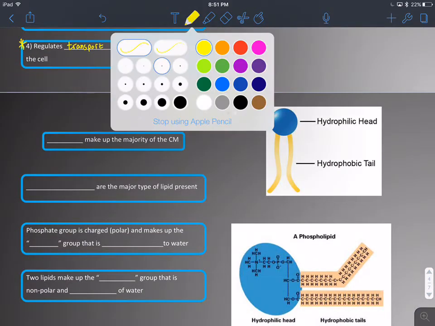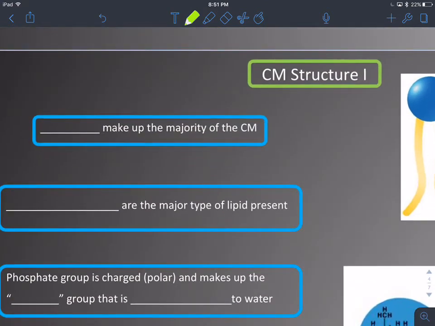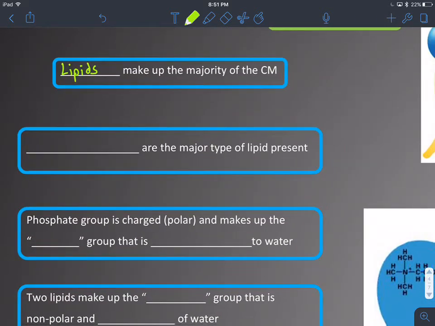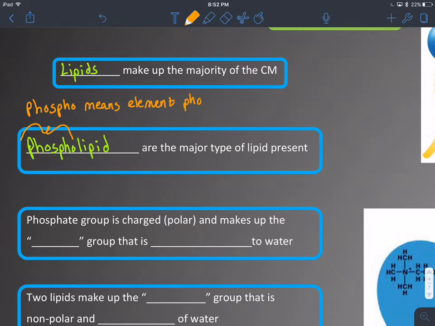Firstly, some more stuff that you're probably more comfortable with is that lipids make up the majority of the plasma membrane. And there's a major type that we're going to focus on, and this is called a phospholipid. Where phospho means the element phosphorus. So there's phosphorus in this type of lipid.